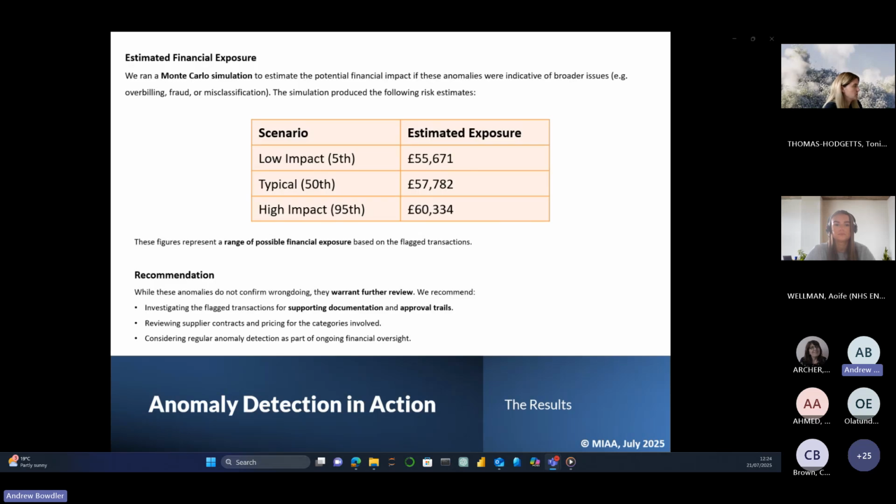Finally, the takeaway. While we can't say for certain that these are fraudulent or inappropriate, they merit further scrutiny. The recommendation: review the flagged items, check documentation, validate against contracts, and perhaps most importantly, embed anomaly detection into routine oversight, because what we don't measure, we can't monitor.